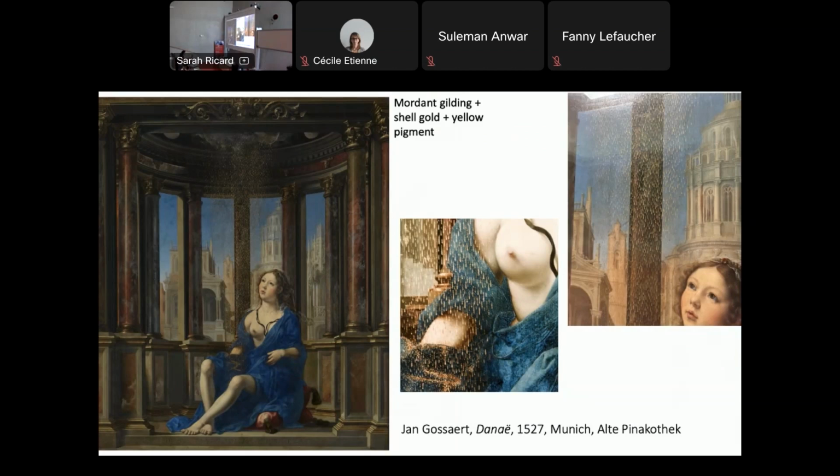So what is very interesting is artworks such as this one, where we have Danae, who becomes pregnant with the rain of gold sent by Zeus. That is a metaphor of Zeus. And what we have here is a rain of gold that is actually done in three different techniques: with yellow pigments, with modern gilding, and with shell gold, to have this very powdery effect on the robe of Danae.